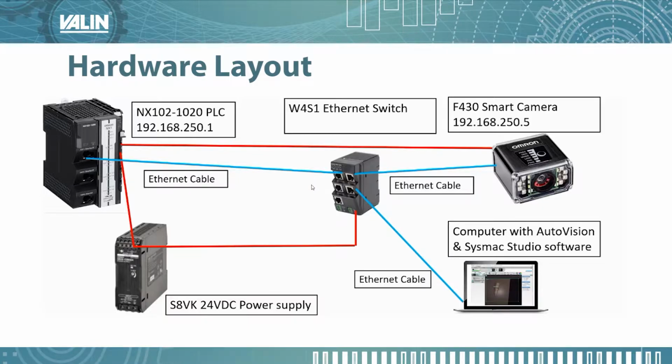One of them is connected between the Ethernet switch and the NX102 PLC. The second Ethernet cable is connected between the switch and the F430 Smart Camera. And the third Ethernet cable is used to connect between the Ethernet switch and my computer running Sysmac Studio software. In this video, I will cover only the Sysmac Studio portion.